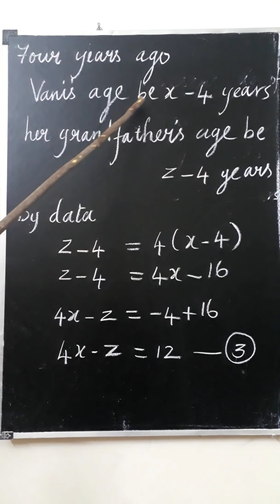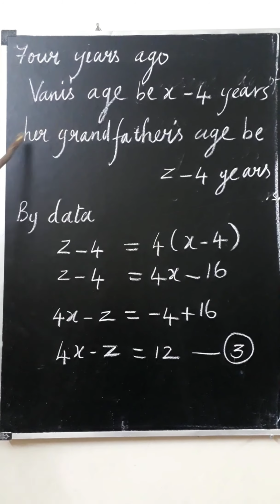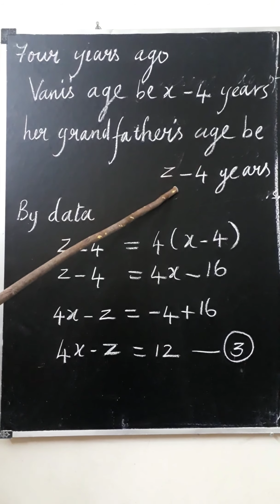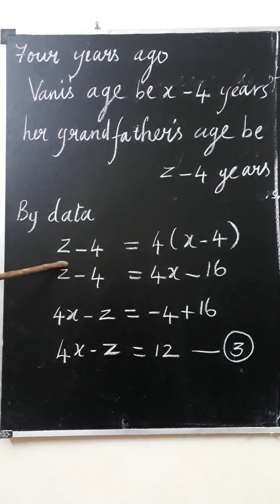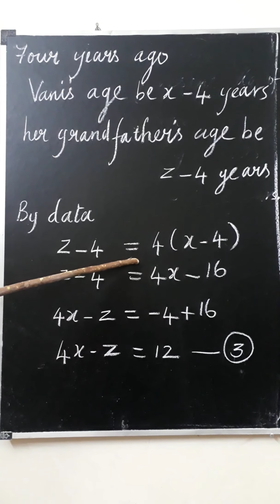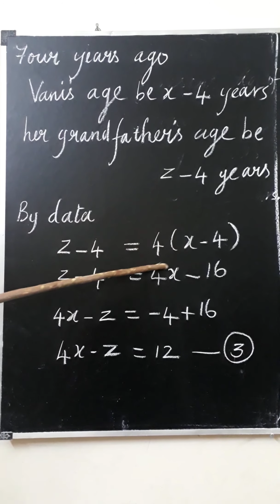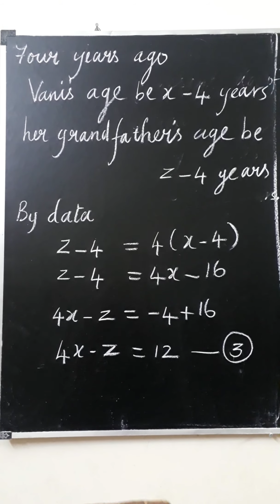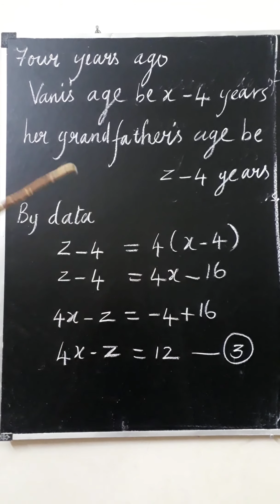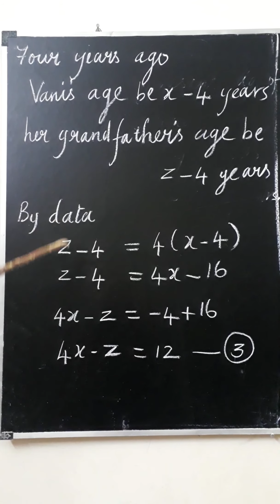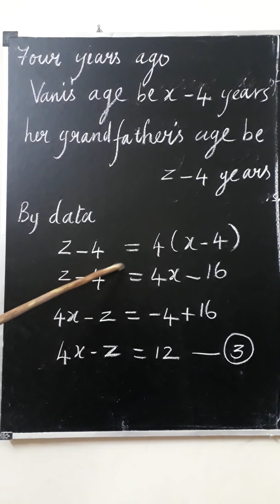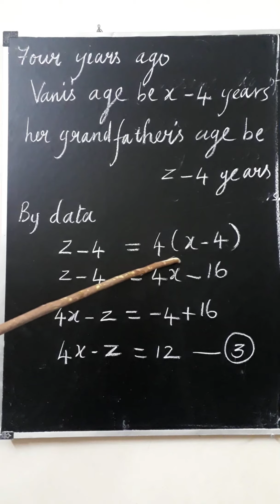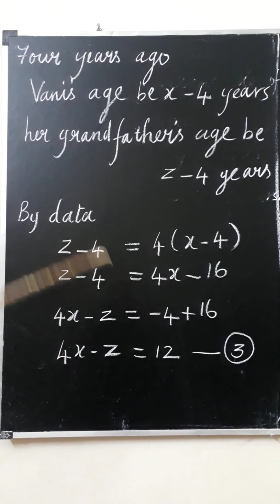Relation between them is given as 4 years ago her grandfather was 4 times as old as Vani. So 4 years ago her grandfather was z minus 4 equal to 4 times, so we have to multiply by 4, Vani's age x minus 4. Keep it in mind, should not write 4z is equal to 4x. That is wrong. 4 years ago means we have to take z minus 4 is equal to 4 of x minus 4. The age before 4 years of each person, Vani and her grandfather, should be considered.